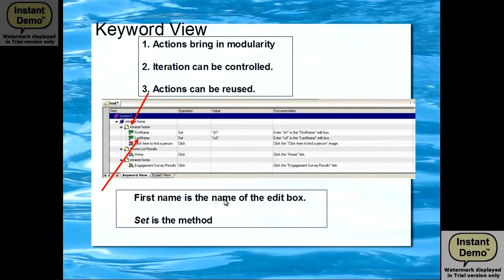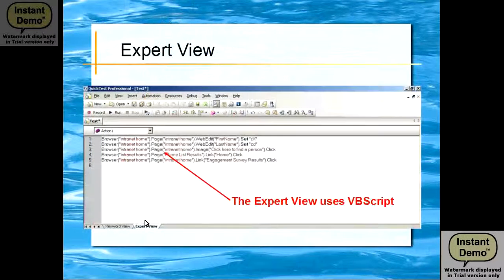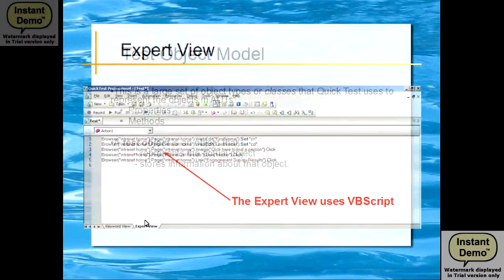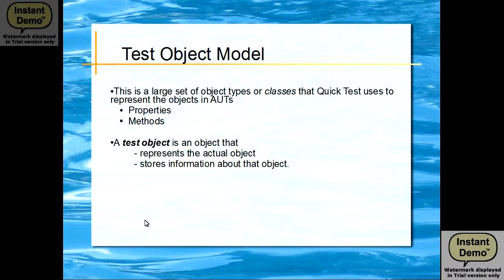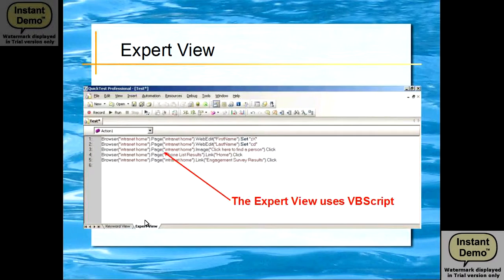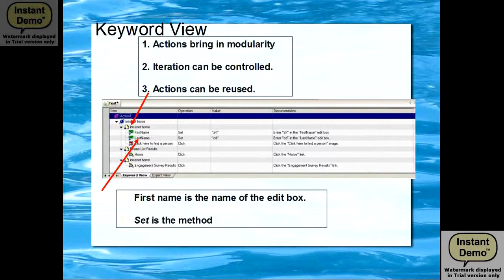As I've explained, in the case of name, the name is the edit box and we are setting the value. That means set is a method. So this much we need to understand. So this is how it is. And see the objects, these are the objects which are captured by QTP.